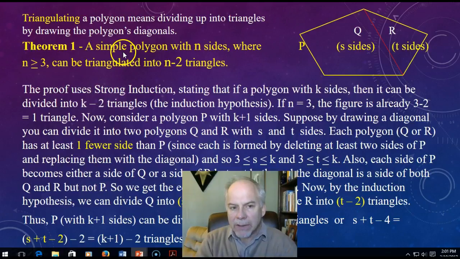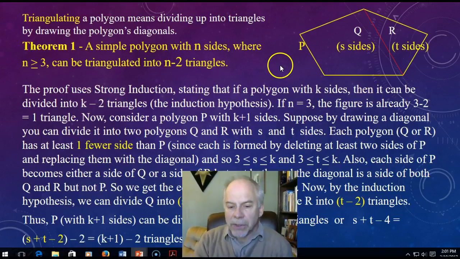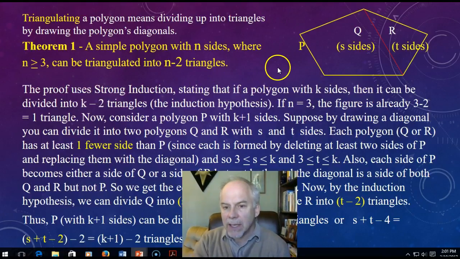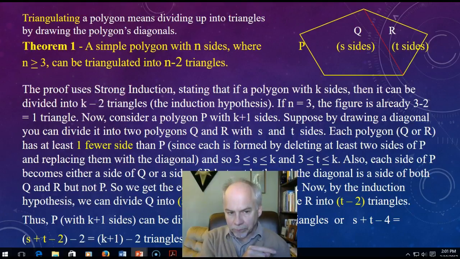It says a simple polygon with n sides, where n is greater than or equal to 3, can be triangulated into n minus 2 triangles. Okay, so the proof is using strong induction, stating that if a polygon has k sides, then it can be divided into k minus 2 triangles, which is the inductive hypothesis, that it works for k. So k is being replaced with n here, so it's going to be able to be divided into k minus 2 triangles.